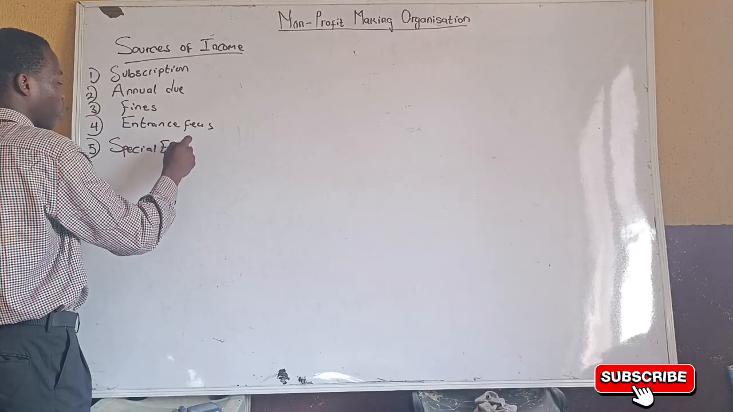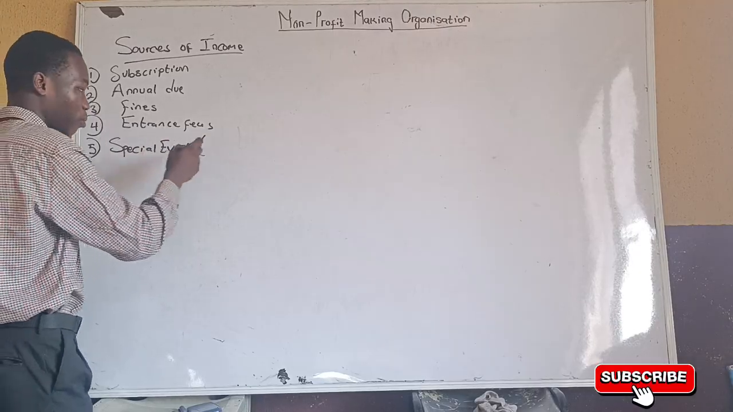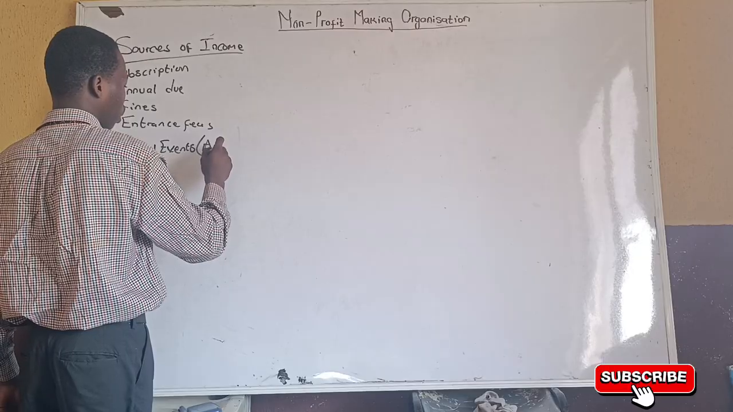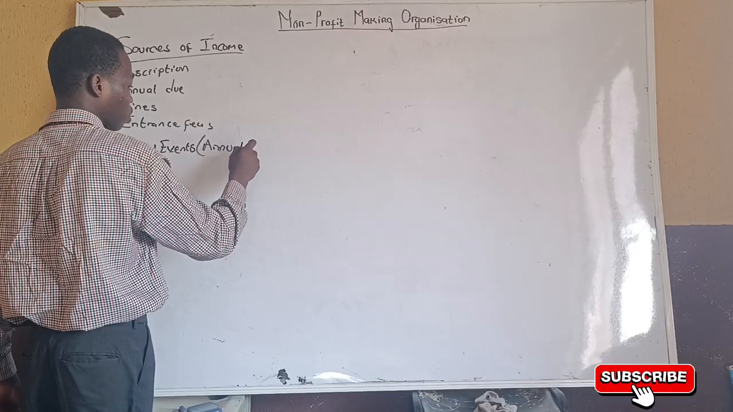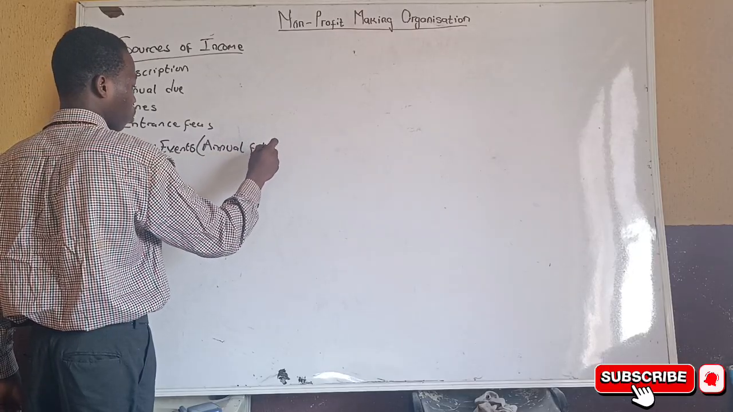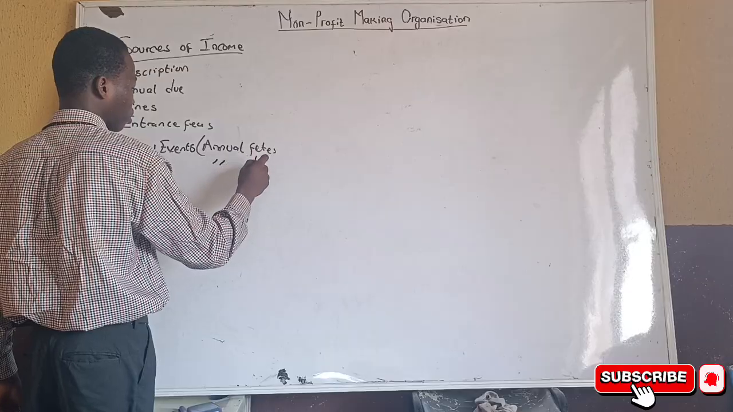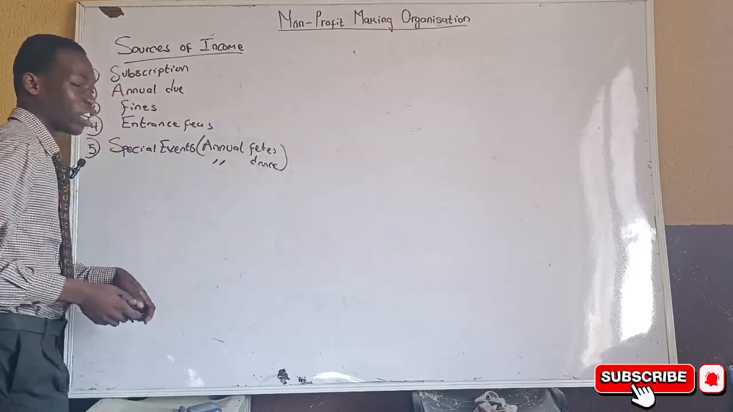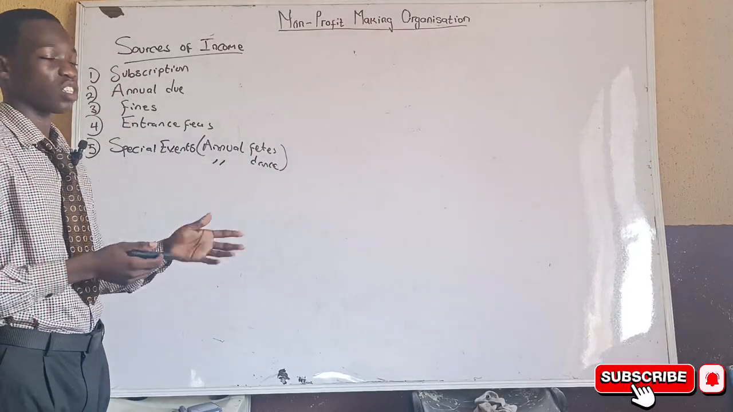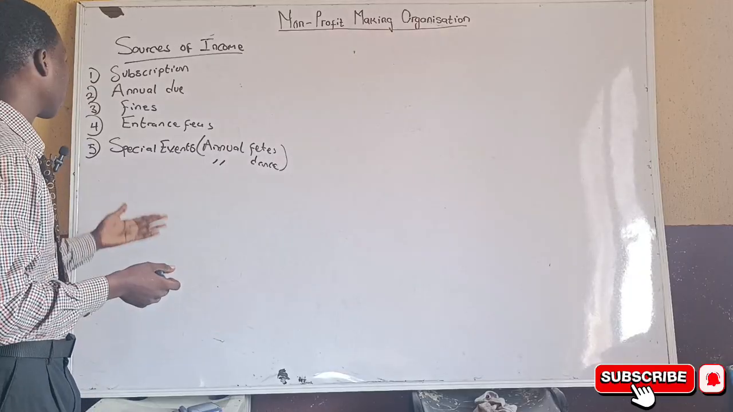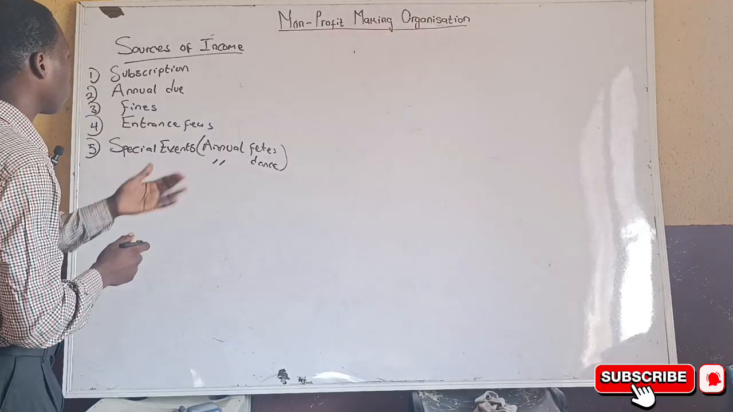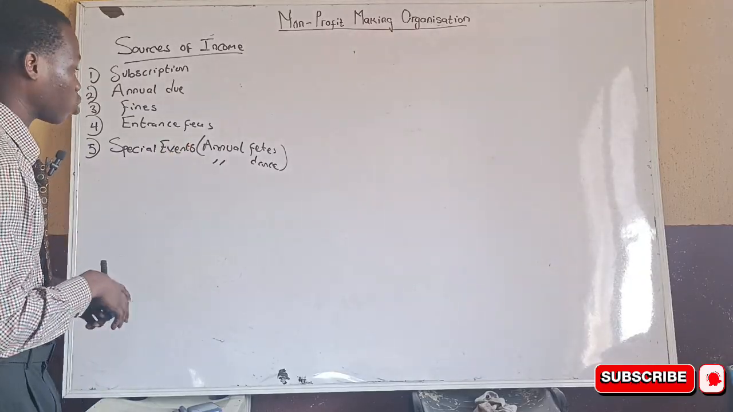So that special event, sometimes it may be annual feast or annual dance and so on like that, whereby they are going to collect money, and we have sales of tickets, and all. There are still many sources of income for non-for-profit making organization.